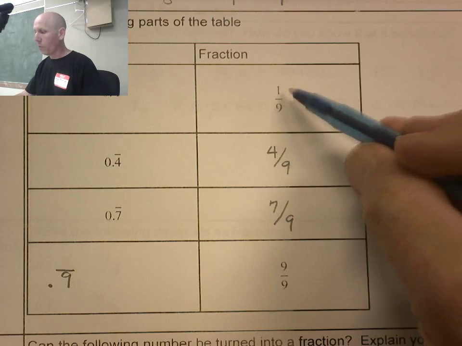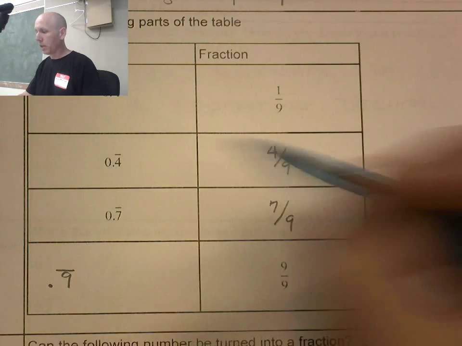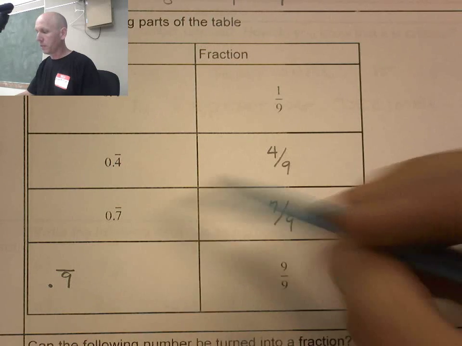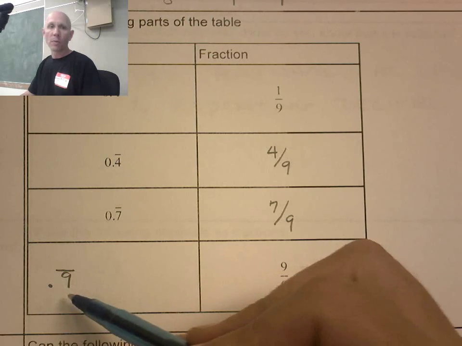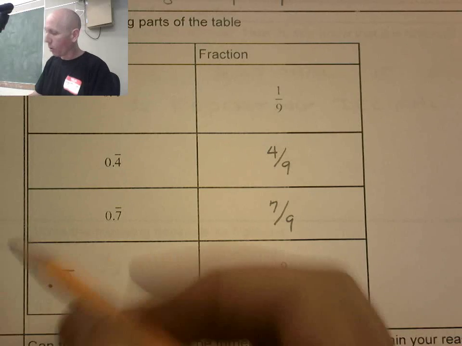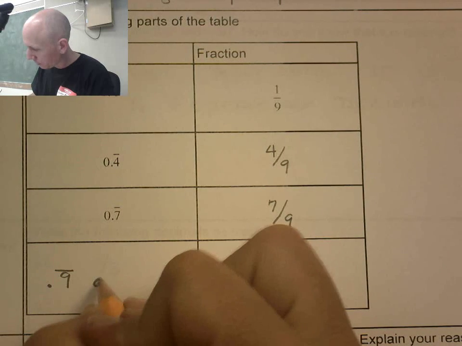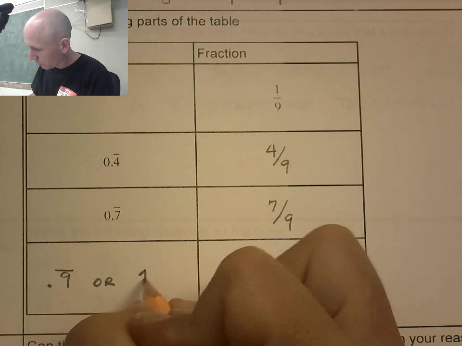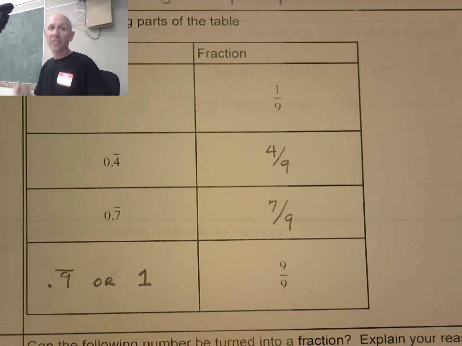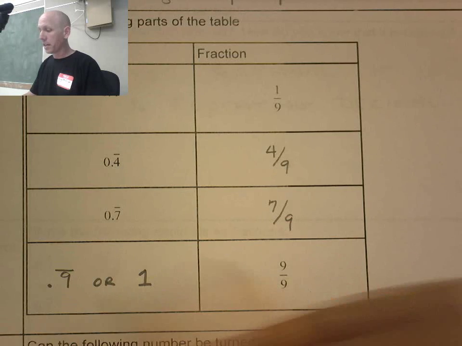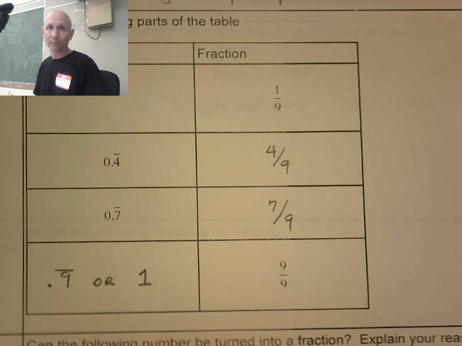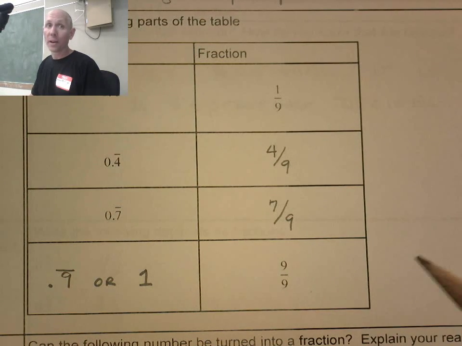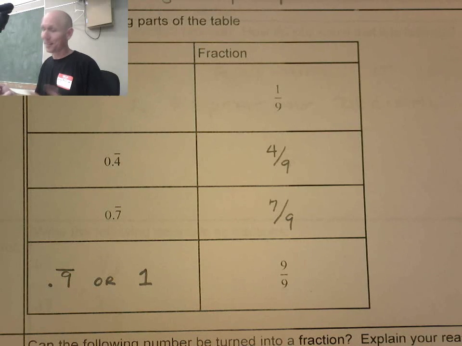Following that pattern, if 1/9 is 0.1 repeating, 4/9 is 0.4 repeating, 7/9 is 0.7 repeating, then 9/9 would be 0.9 repeating, or 1. And that is going to show up on your assessment. This idea that 9/9 is 0.9 repeating, even though it's a 1. They're all the same. 0.9 repeating is 1, which is 9/9.